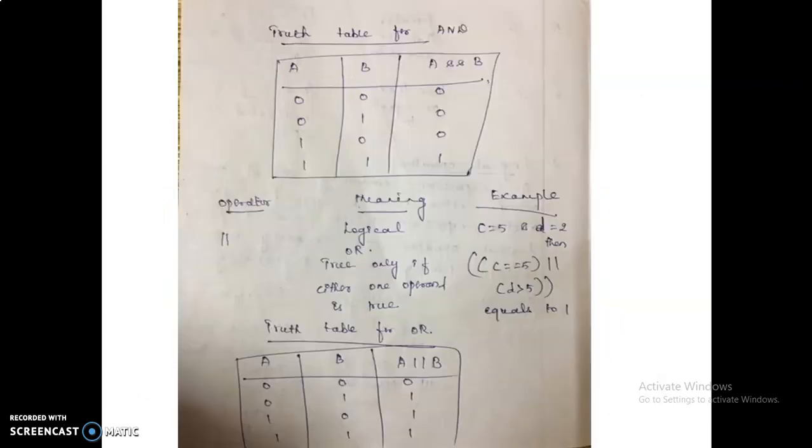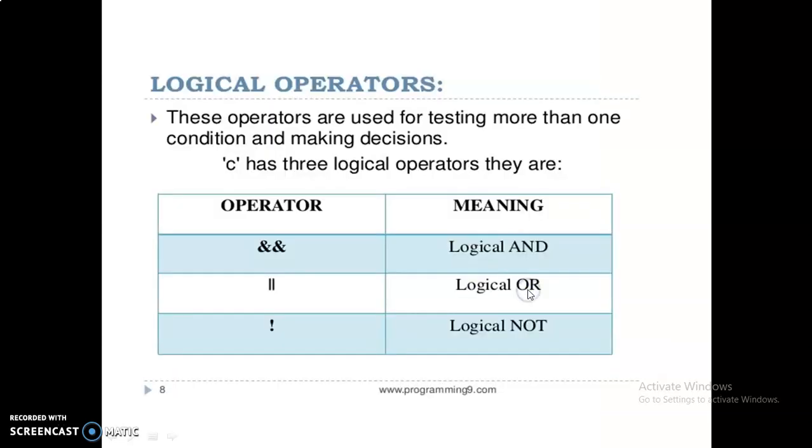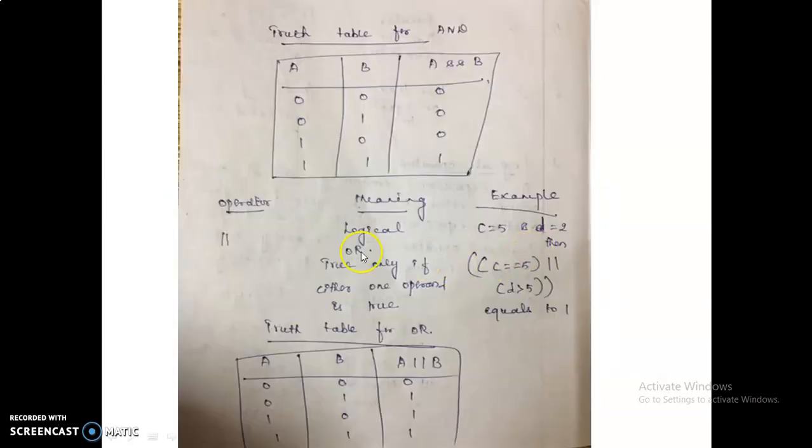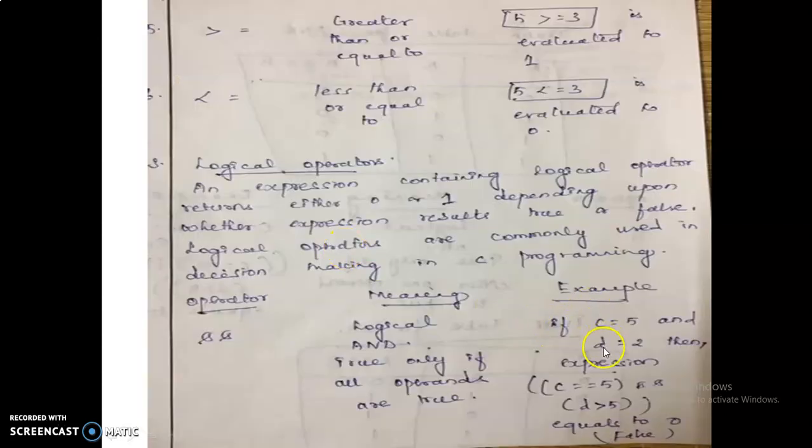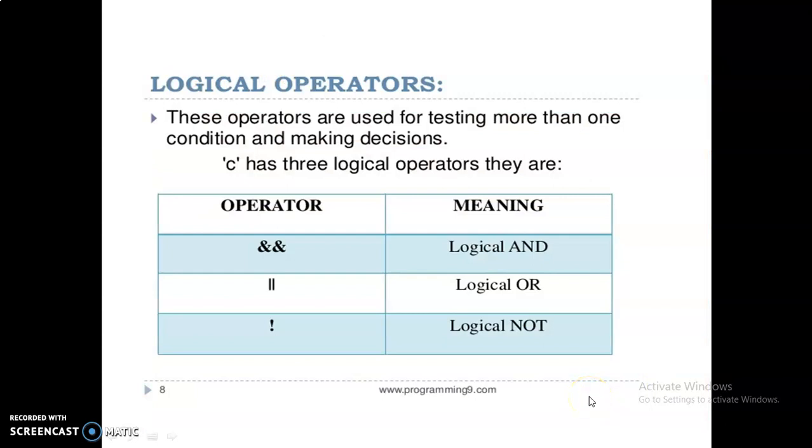Here you can see this is one condition, this is one condition. By this OR operator, we combine this condition and this condition. Like that in this example, this is one condition, this is one condition. By using the AND operation, we combine the two conditions. So logical operators are used for testing more than one condition and making decisions.